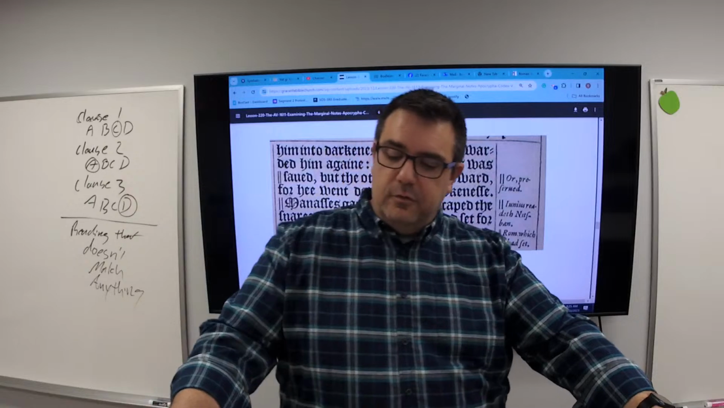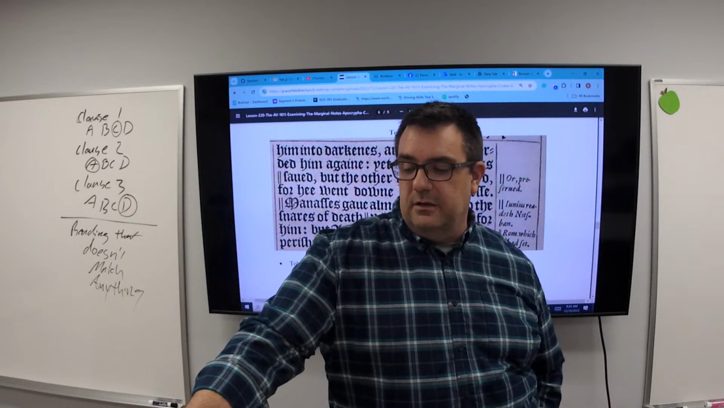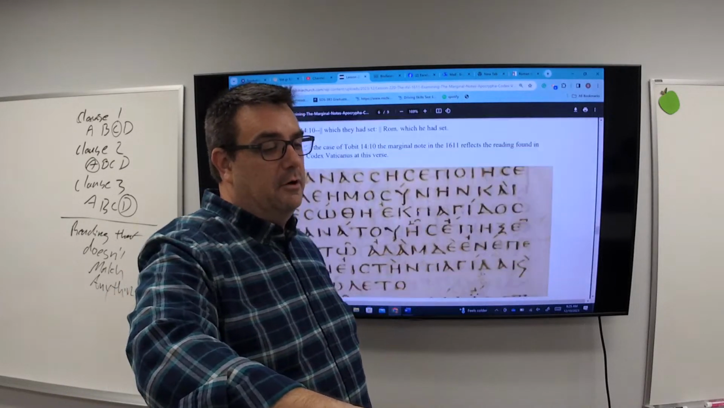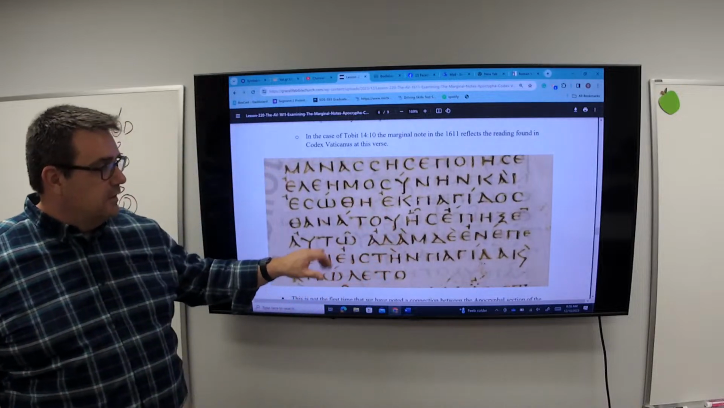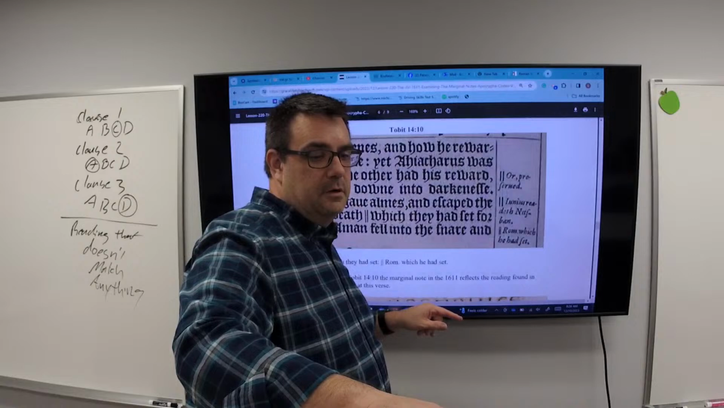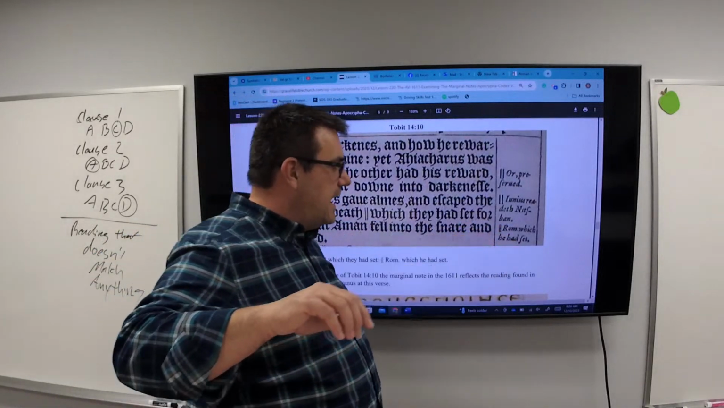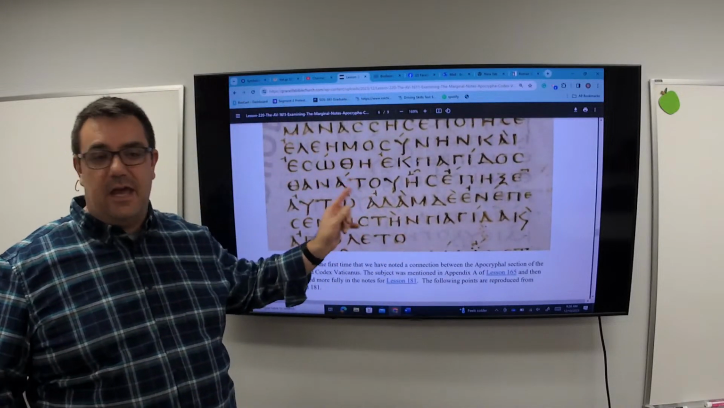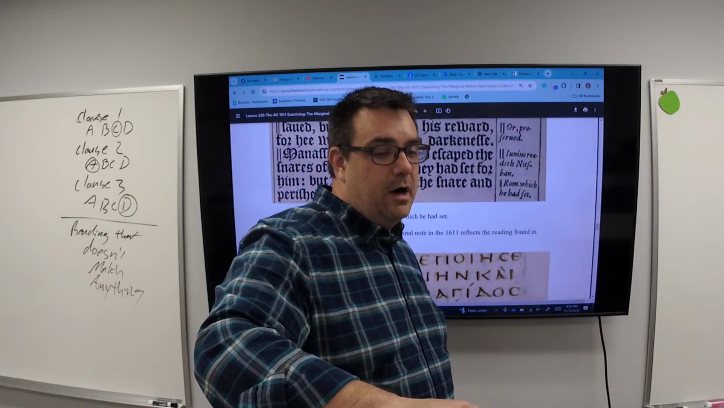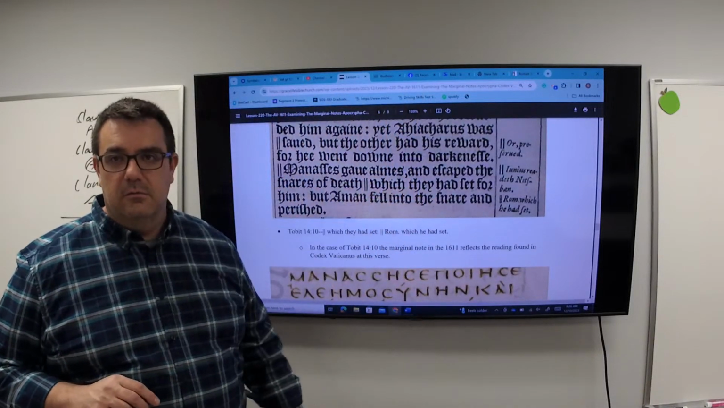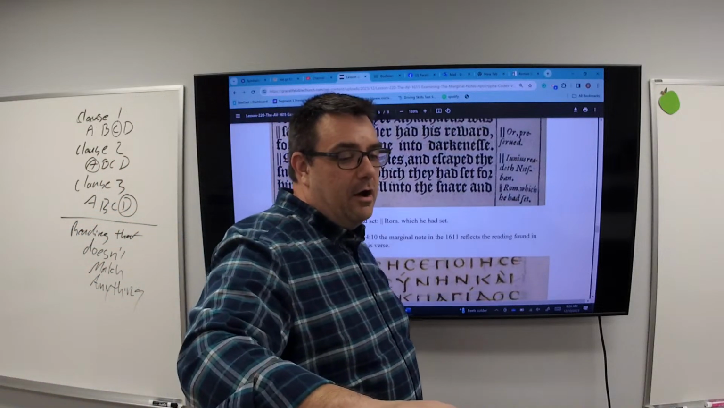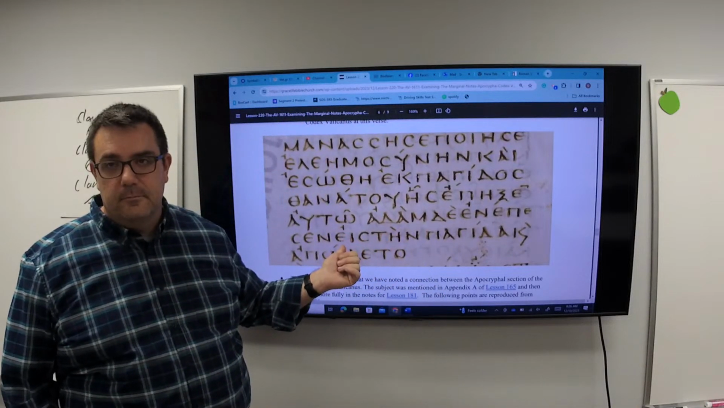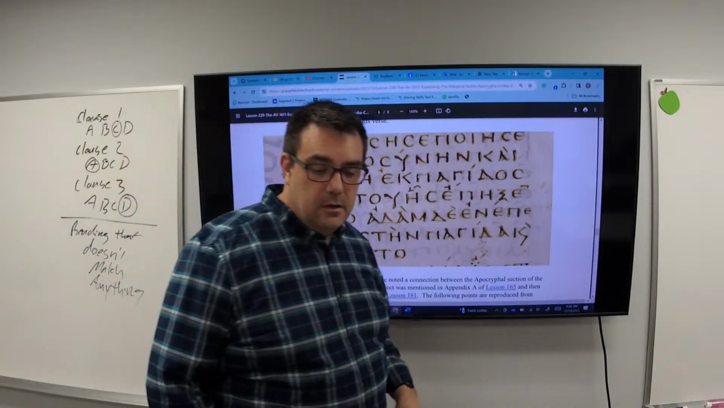In the case of Tobit 14:10, the marginal note in the 1611 reflects the reading found in Codex Vaticanus at this verse. And I know none of you can necessarily read Greek, but I also included a screenshot of this. What they are noting here with their note, "Rome, which he had set," is noting the fact that in Codex Vaticanus, it says "he set," it doesn't say "they," "which they set." So are they aware of a different reading in Codex Vaticanus at Tobit 14:10? You with me? Okay?